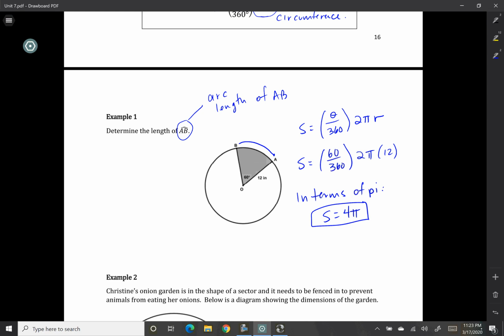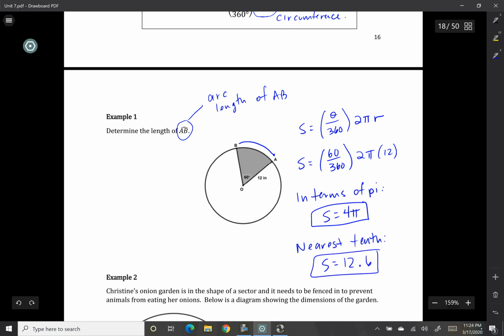Now, if this question said nearest tenth or nearest hundredth, we'd actually evaluate. So we'll say nearest tenth, just to put it in the calculator. And then we just type in 4 pi since I already put it in terms of pi. And we get an S, or an arc length, of 12.6. Again, it's all going to depend on how they ask the question, so you have to be prepared for both. Now, one of the things we have to remember when we're doing in terms of pi is to just type everything you see except for pi.